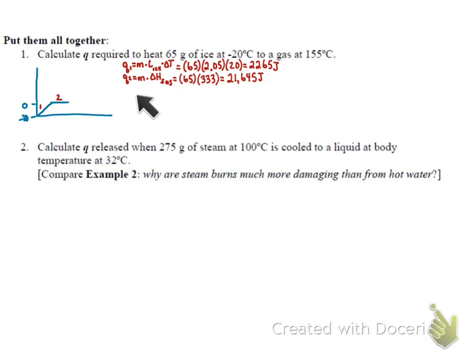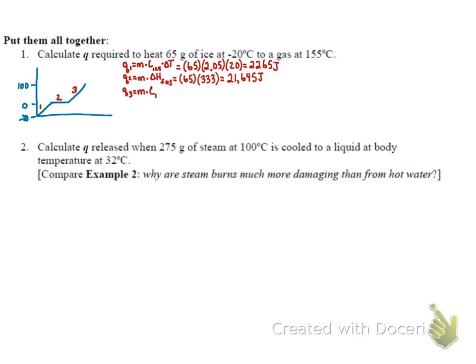And that is Q equals mass times delta H of fusion. Because we're talking about melting, we're going to use delta H of fusion, which is 65 times delta H of fusion, 21,645 joules. Just calculate all the joules individually, and then when we're done, add them all together.